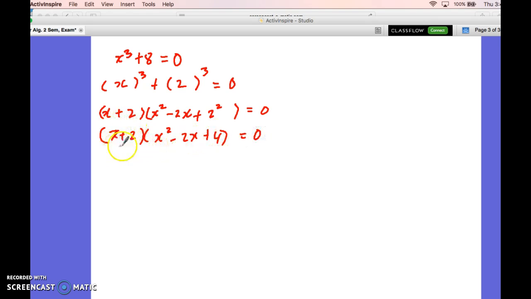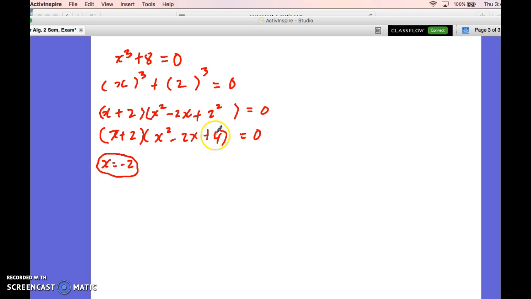So we have one zero right out of the gate here. X is equal to negative 2. That would be one zero. And this one seemed like it's factorable, but it's not. Usually it's not. Because we can try to find two numbers which when we multiply together we get a positive 4, such that when we add them we get a negative 2.